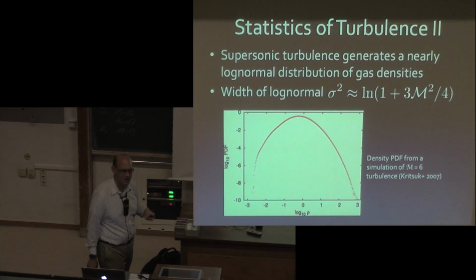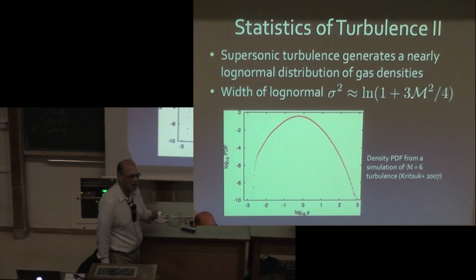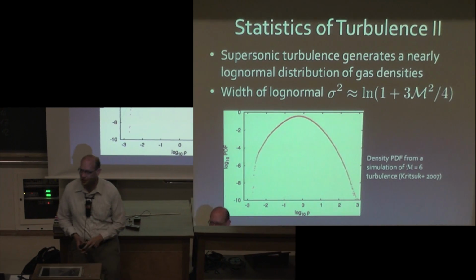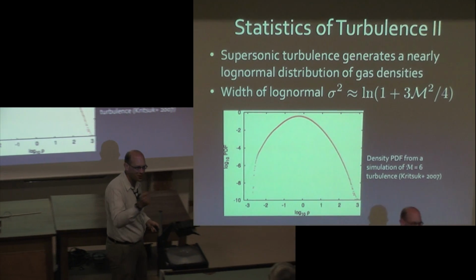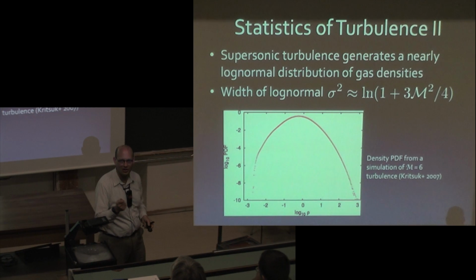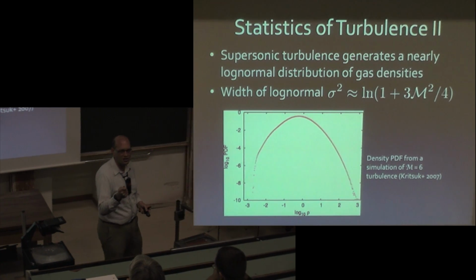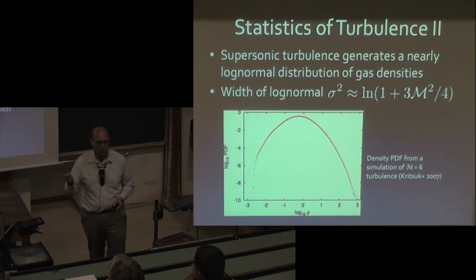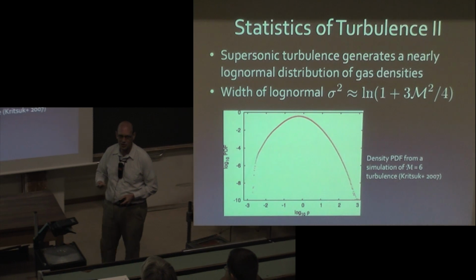Now this is at some level not surprising. This is a manifestation of the central limit theorem. If you've got supersonic turbulence, that means if you pick a random point, it's being constantly run over by supersonic shocks and supersonic rarefactions. Every time you are hit by a supersonic shock, if you're isothermal, your density goes up by the Mach number of the shock squared. Every time you're hit by a supersonic rarefaction, it goes down by the Mach number squared.